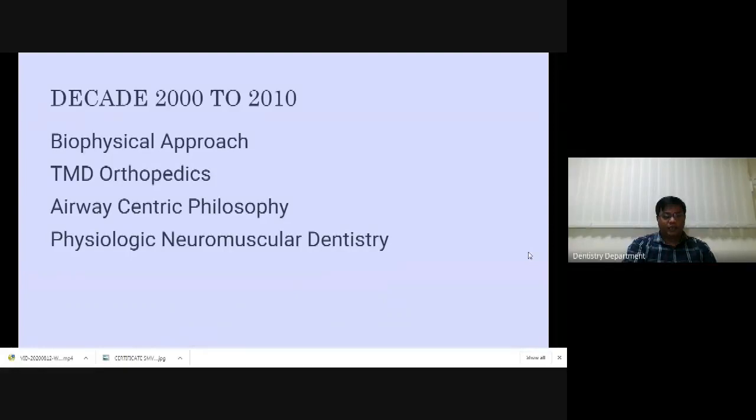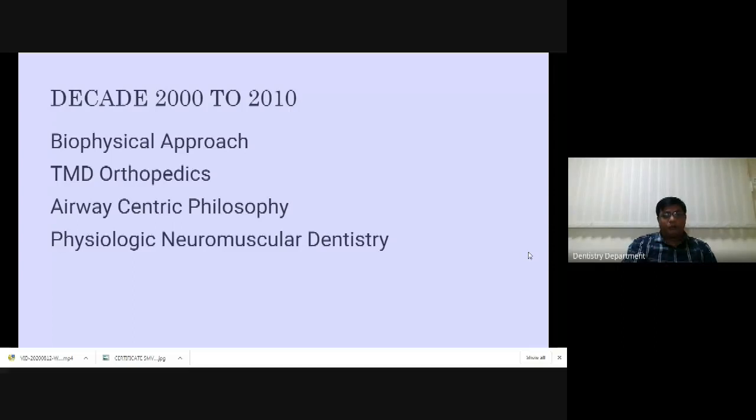From 2000 to 2010, a great controversy also came into existence. Four kinds of approaches, four groups, were formed separately. They all started to find their own philosophy on what causes TMD. One is the biophysical approach, another is TMD orthopedics. The biophysical approach is close to the biopsychosocial approach, but they thought there is no psychological component in TMD. That is also debated, and it is not followed nowadays.